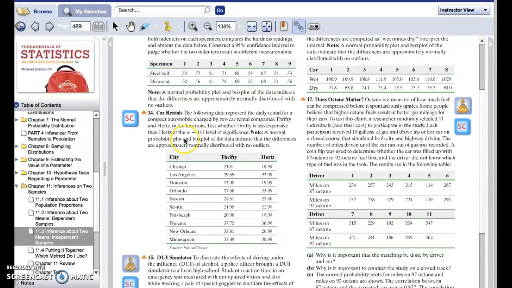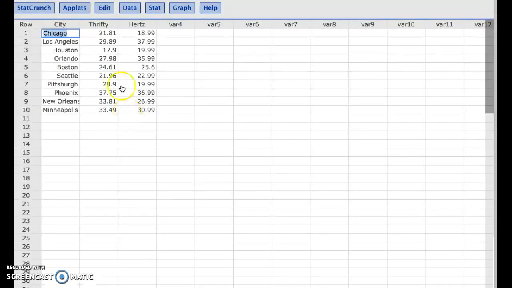Note, a normal probability plot and a box plot of the data indicate that differences are approximately normally distributed with no outliers. So this note indicates that we're going to be able to proceed, but I want us to check this before we get started. So let's take a look at our data set, and I'm going to go ahead and pull it up in StatCrunch. It should pull up automatically for us.